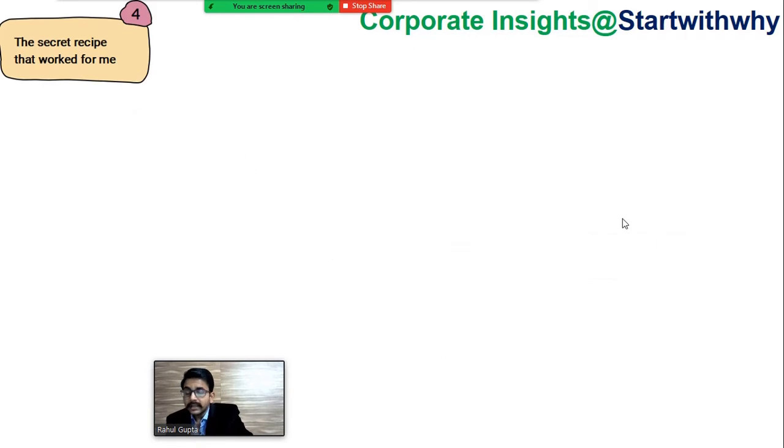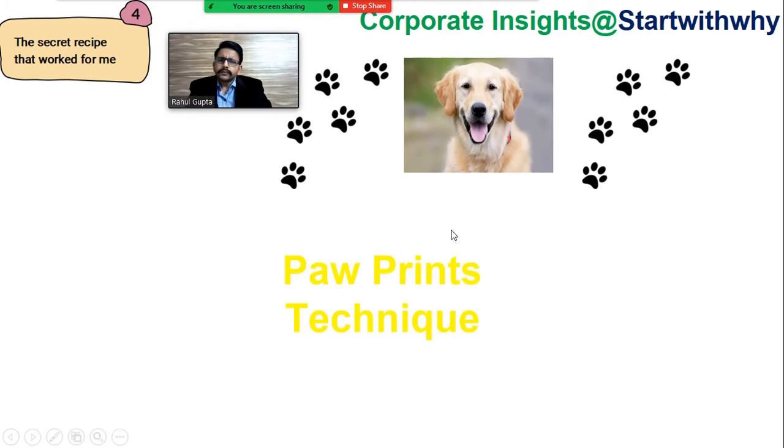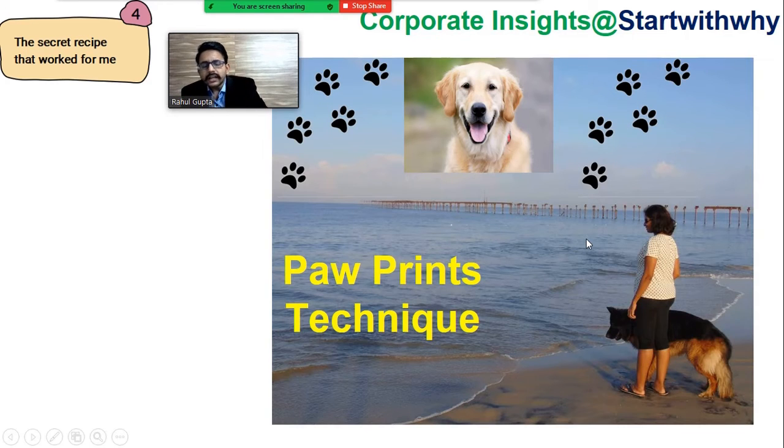So the secret recipe that I'm going to disclose to you. Let's understand what the secret recipe is now. This is called the paw print technique. Now the question is, what is the meaning of paw print? I think this is symbolized here. You see a dog, and these are the paw prints of the dog. Now, a dog is generally symbolized as a person of loyalty. You can see that the lady is keeping the dog beside her because she thinks this dog is the symbol of loyalty. So many people in the world treat the dog as loyalty.